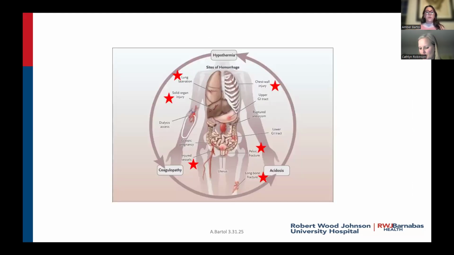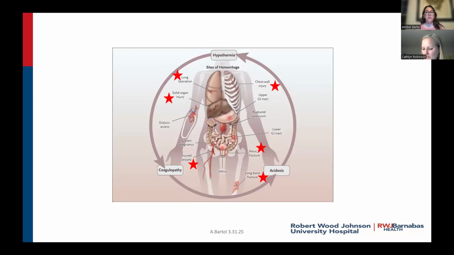So, where do we bleed from? Trauma patients obviously bleed from all different sites. They can have lung lacerations from blunt chest wall injury, a rib cracks and slices their lung. We can have solid organ injuries. So if you have blunt injury into your abdomen, you have a liver laceration, kidney laceration, spleen. And then you can have fractures. So we can have long bone fractures, which can bleed a lot, and pelvic fractures that can bleed a lot.